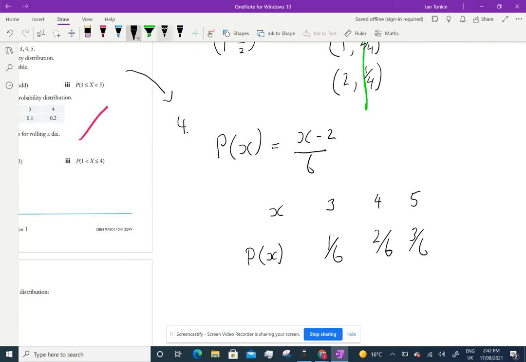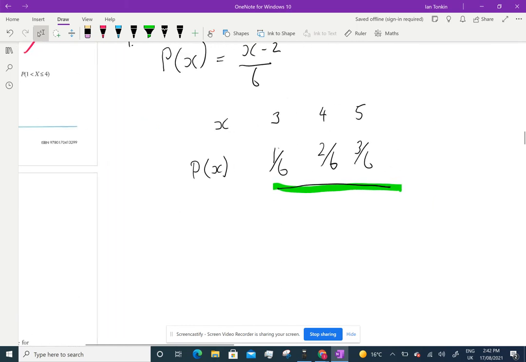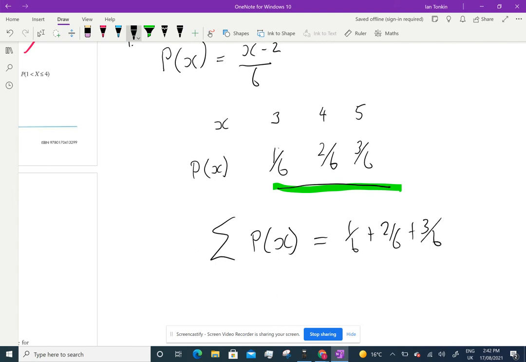And I quickly look along there to see if those three things add up to 1. They do. So this is a probability distribution because the sum of P of X equals 1 on 6 plus 2 on 6 plus 3 on 6 equals 1. And hence, it's a probability distribution table, or distribution.